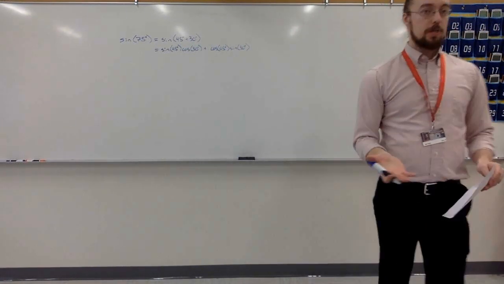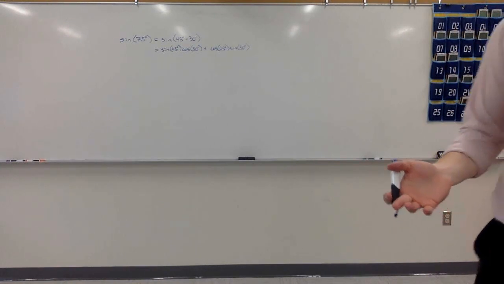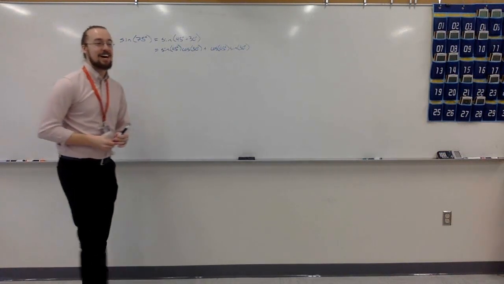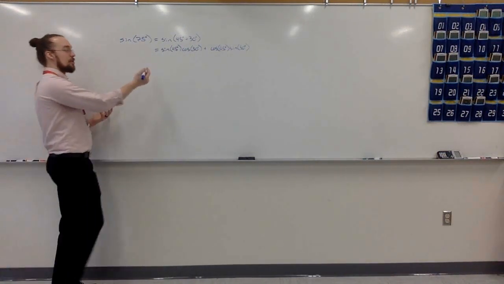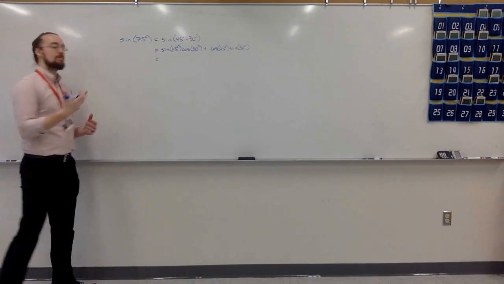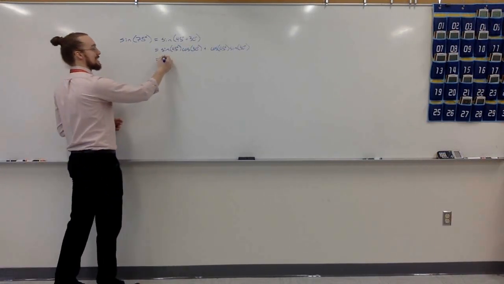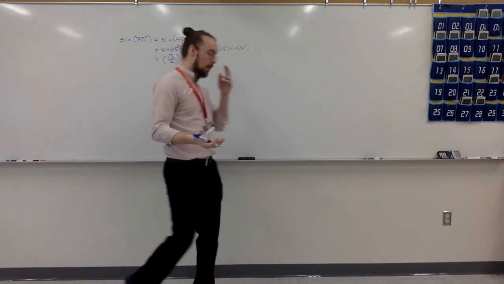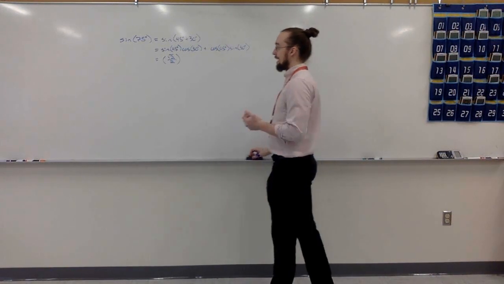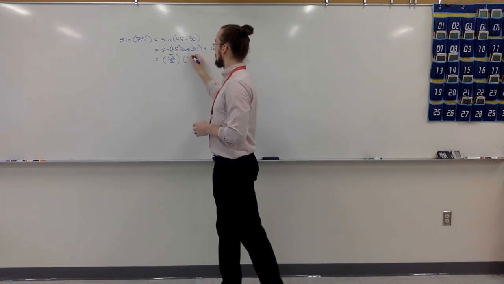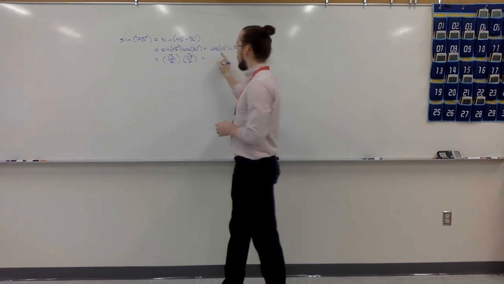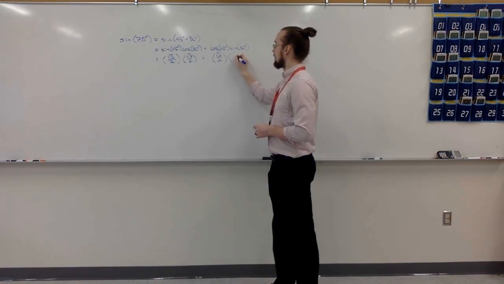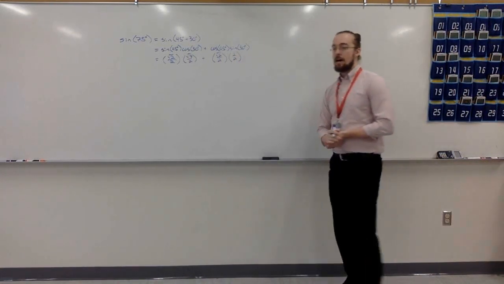Now, because we have the unit circle memorized, we can get all four of these values. 15 is one we don't have memorized, but these are. So sine of 45 is square root of 2 over 2. Cosine of 30, the x value at 30 degrees, is square root of 3 over 2. Cosine of 45 is square root of 2 over 2. And the sine of 30 is 1/2.